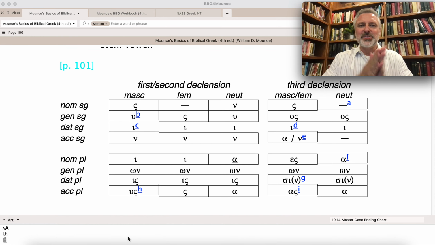All right, Greek students, here we are in chapter 10, and we are entering the realm of third declension words. Third declension nouns and adjectives.